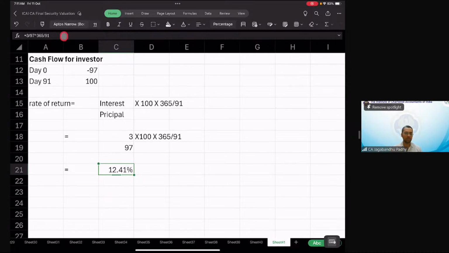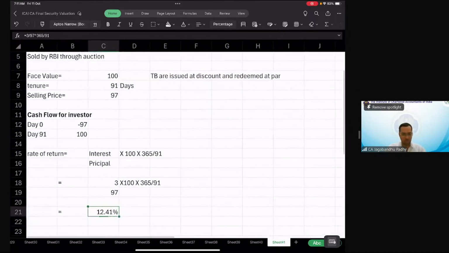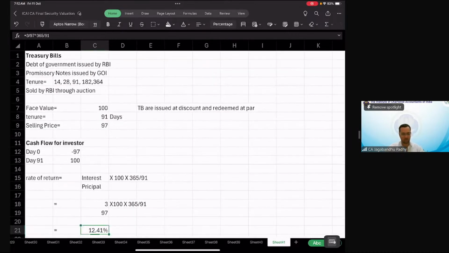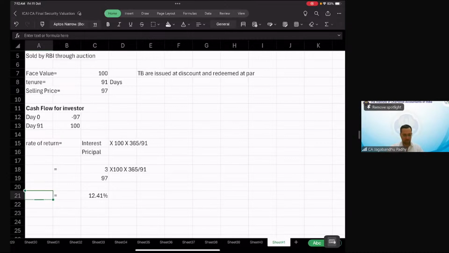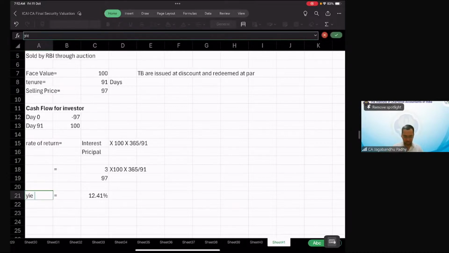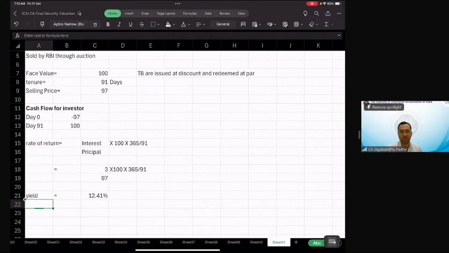Got it, guys? It's a simple thing: simple interest, rate of interest computation. You take the interest on top, the principal in the denominator, and then convert it into a percentage for the year. So treasury bills are issued through auction, and that's how you compute the yield on these treasury bills. Pretty simple, right, guys?